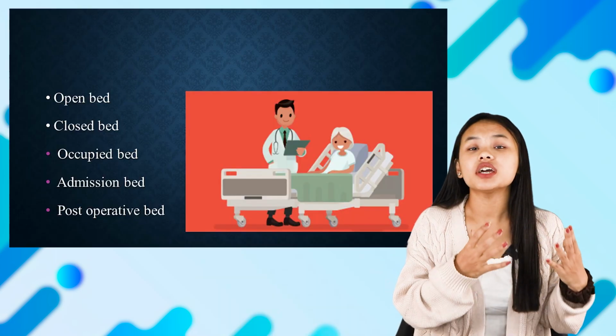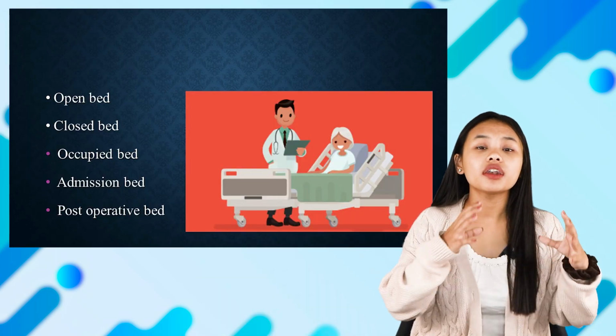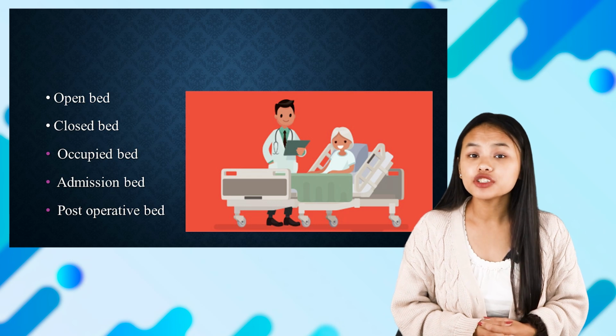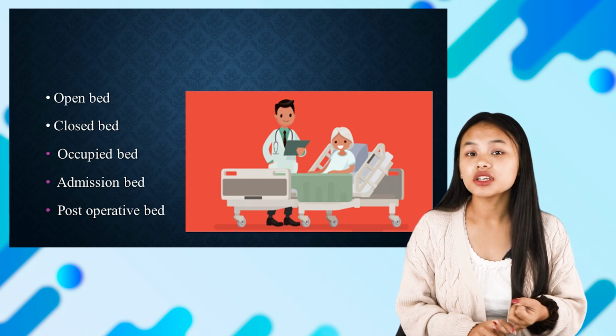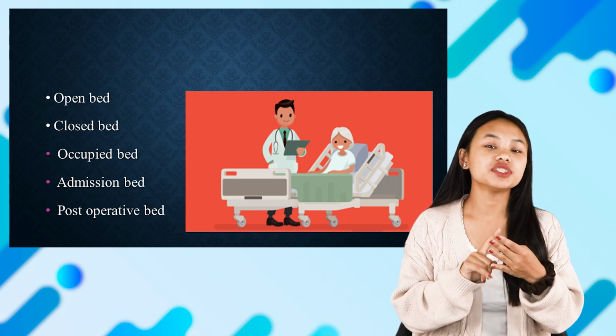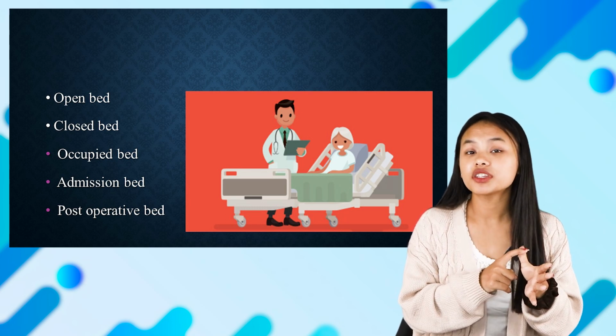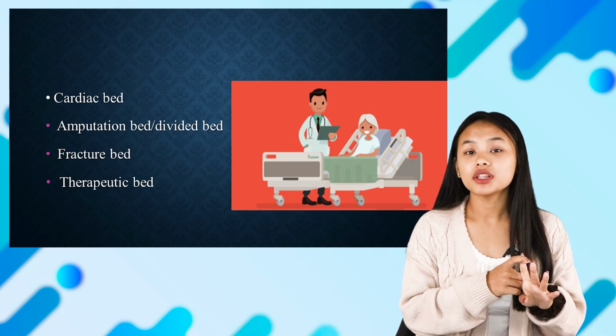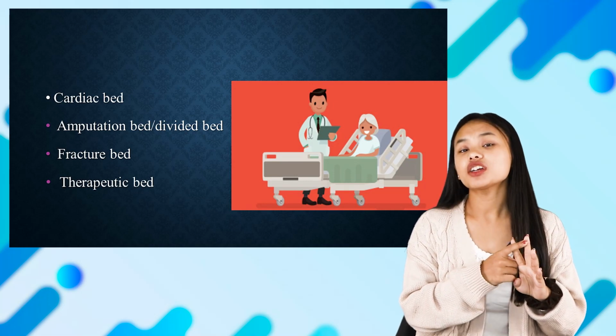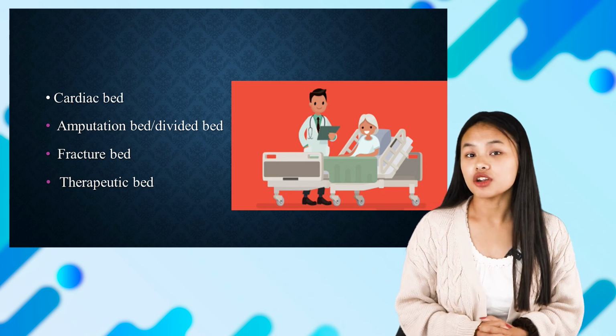Now, what are the types of bed? Here there are different types of bed. The first one is the open bed. The second is the closed bed. The third is the occupied bed. Then comes the admission bed, the post-operative bed, the cardiac bed, the amputation bed, or we can also call it a divided bed, the fracture bed, as well as the therapeutic bed.